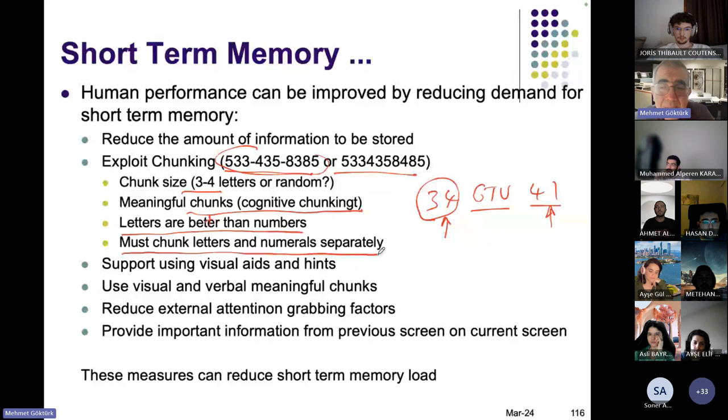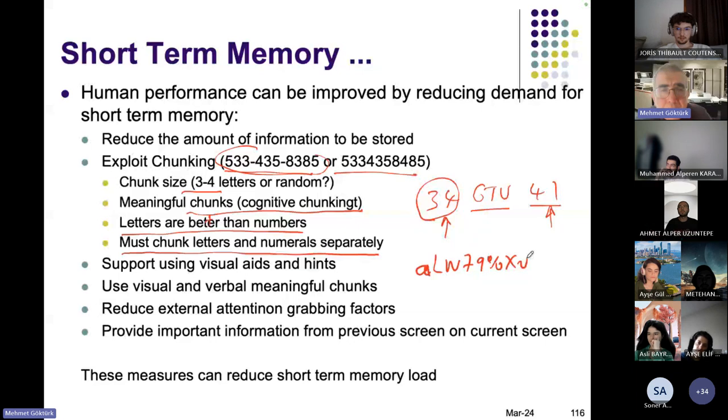But as a mistake, if you send ALW79%XU as the two-factor authentication SMS code, it is no good, because you cannot type it on the computer screen at once. You have to look many times, which is incorrect because that affects your short-term memory significantly badly.